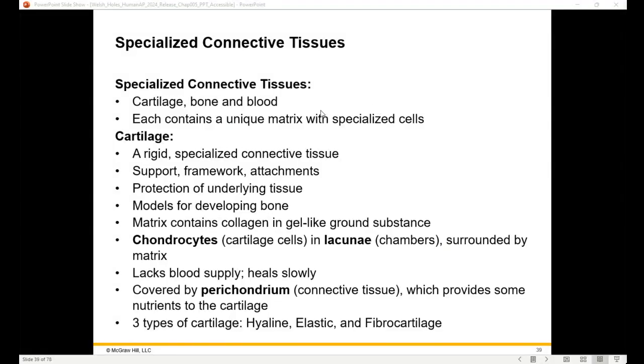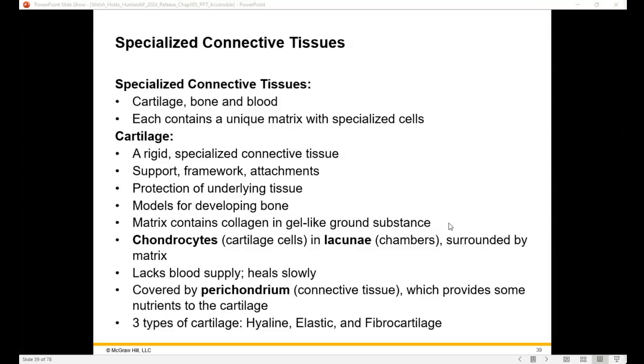Okay, it's the specialized connective tissues, so cartilage, bone, and blood. Each contains a unique matrix with specialized cells. In cartilage, we have a rigid, specialized connective tissue. It supports, it's a framework, it also serves as attachments. It protects the underlying tissue. It also originally forms a model for developing bones.